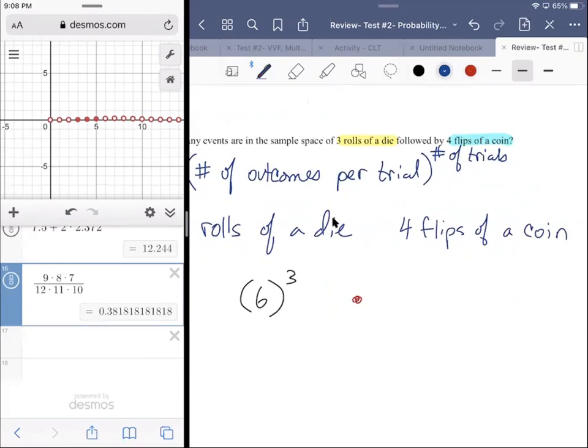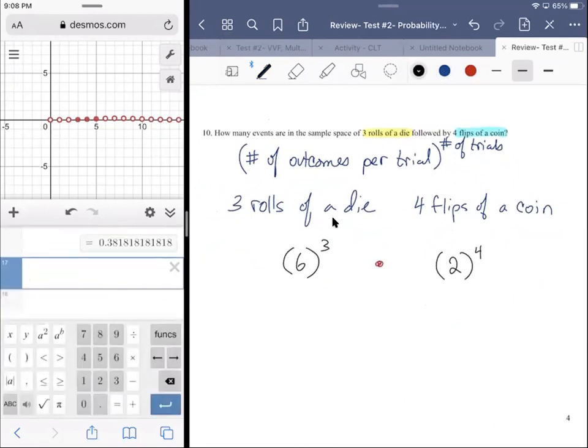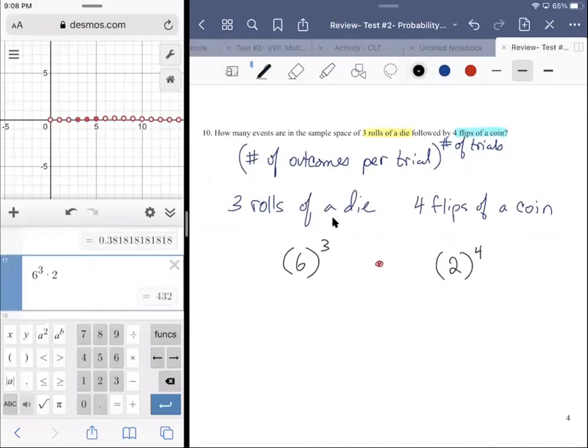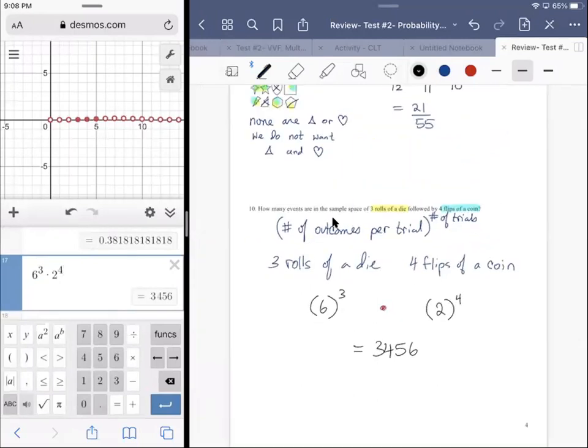1 coin has 2 outcomes, but we're raising this to the 4th power because we're flipping it 4 times. So this can get popped right in. I'm just making sure I hit record again. So 6 to the 3rd times 2 to the 4th, and then you get a result of 3,456. In terms of computation, this really isn't that difficult because you're just carrying it out using a calculator.